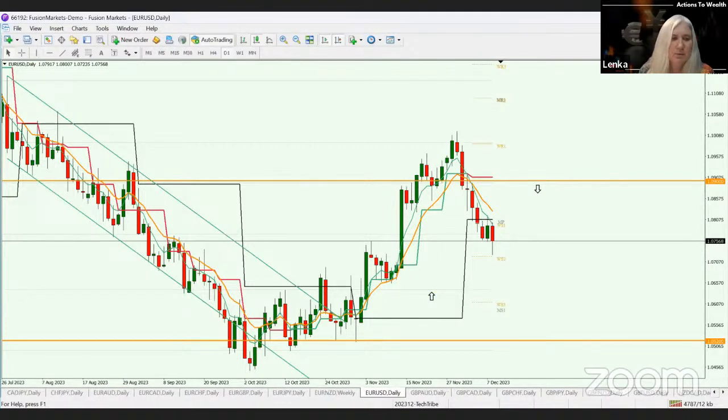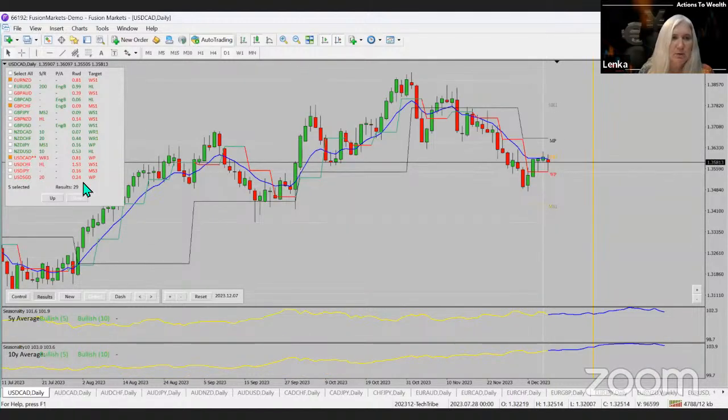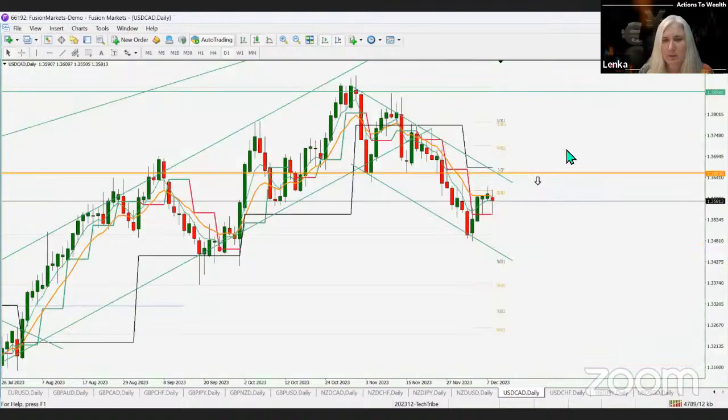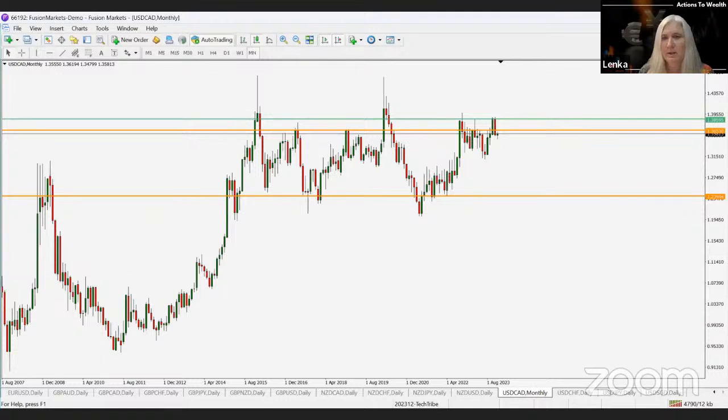Okay, let me just go back to GBP CHF, and the last one is USD CAD. So USD CAD, I'm looking for short again. So let's start with the monthly. So on the monthly time frame, I'm looking for short opportunities.